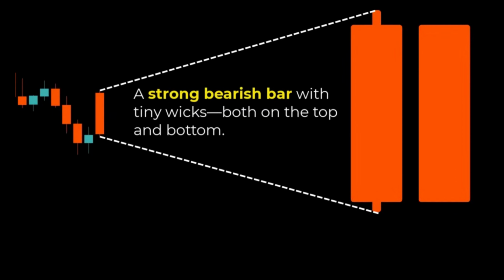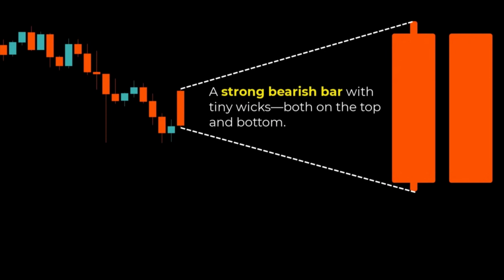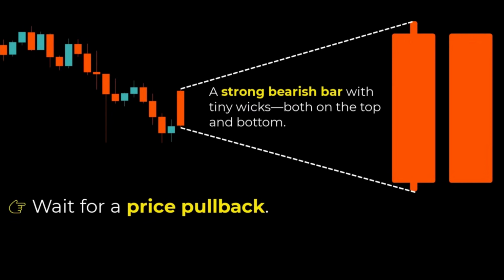Now here's the key insight. Traders are rushing to sell immediately after the previous bar closed. This signals a strong market intention to drive prices lower and continue the bearish trend. So what's our next move? Simple. We follow the same structured approach as before. Wait for a price pullback. The pullback must not break above the high of the strong bearish bar.